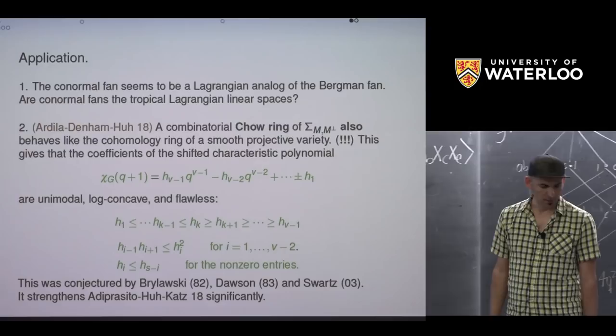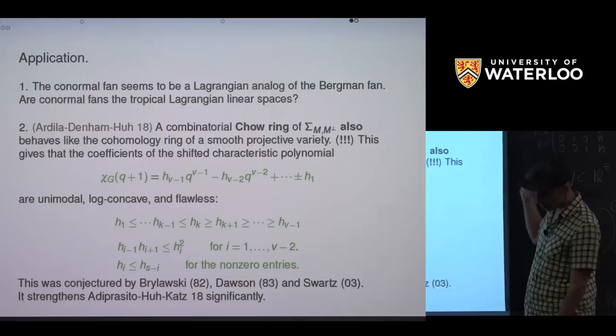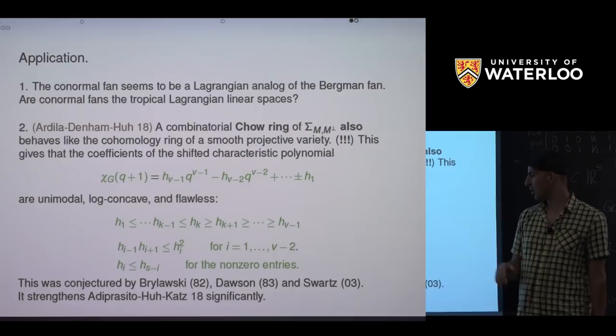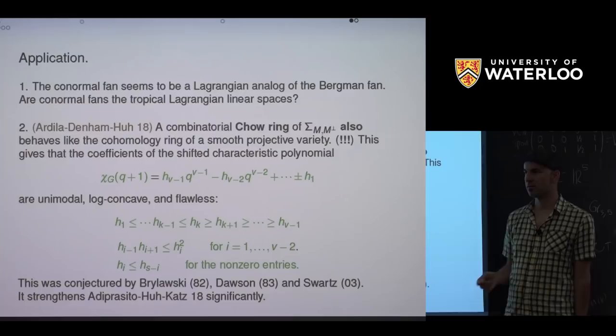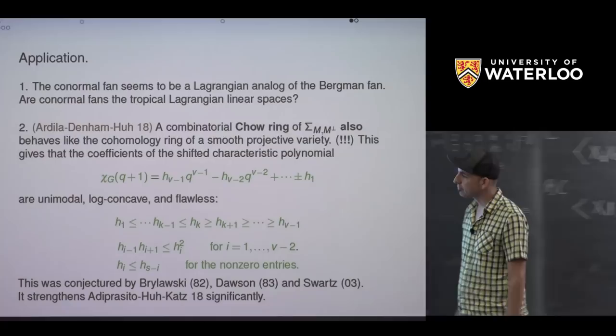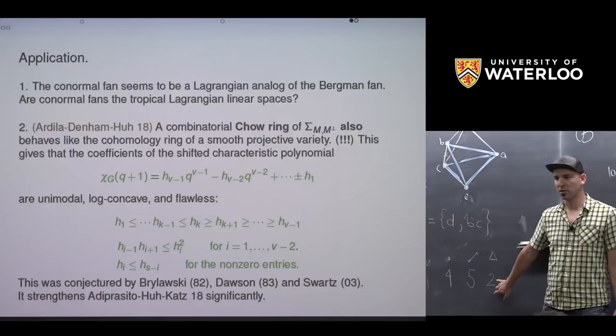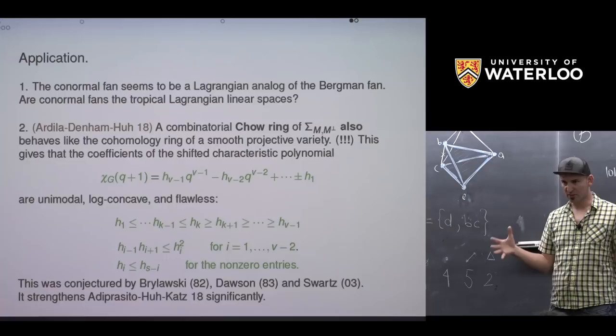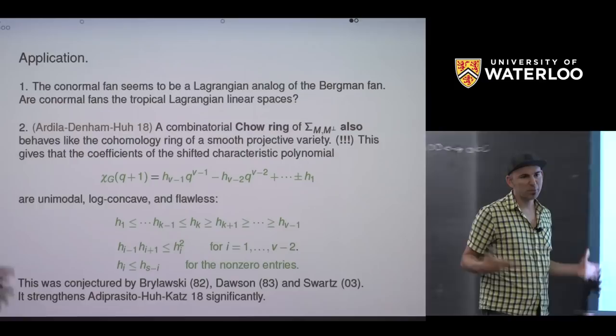And the main application that we have for it is that we were also able to prove that the cohomology of this fan behaves as nicely as a smooth algebraic variety, which means that we also get some kind of unimodality and log-concavity result, which is actually a significant strengthening of the Adiprasito-Huh-Katz result. If you're familiar with these kinds of things, this is called the f-vector of a simplicial complex. It counts the faces, and then the h-vector is one that's much more compressed. They prove that the f-vector is unimodal and log-concave, and what we do is we prove that the h-vector is unimodal and log-concave. That's a significantly stronger theorem, and to do that, we needed significantly stronger geometry.